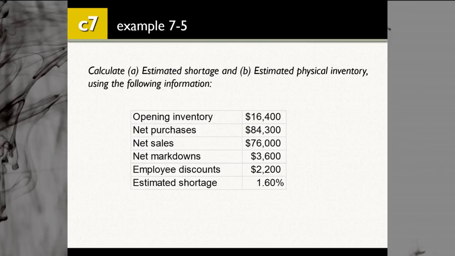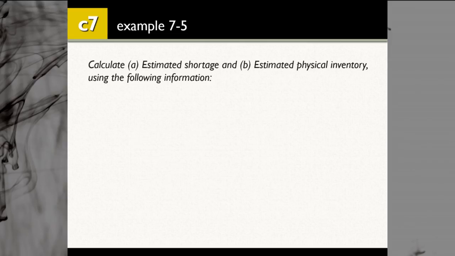If you know this percentage, maybe from your past experience, you can calculate the amount of your estimated shortage. Based on the estimated shortage percent, the opening inventory, net purchases, net sales, net markdowns, and employee discount, you can calculate closing book inventory. Then you can calculate your estimated physical inventory. So let's look at how to solve the problem here.